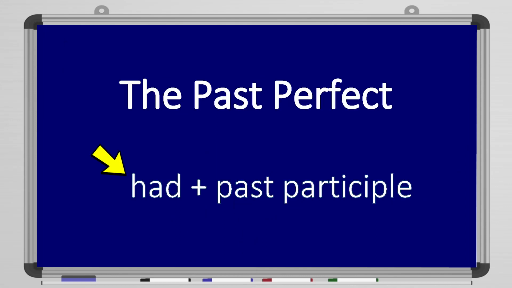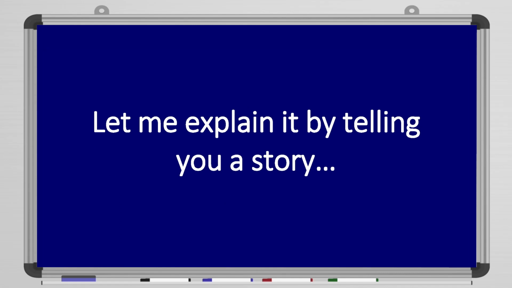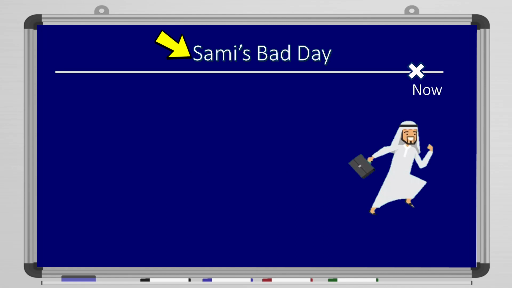Let's get started. I'm going to give you the first tip. When we use the past perfect, we always add had plus the verb in the past participle. This shows that this verb happened first. I'm going to explain to you how to use the past perfect by telling you a story about Sami's bad day. Let's look at the timeline.